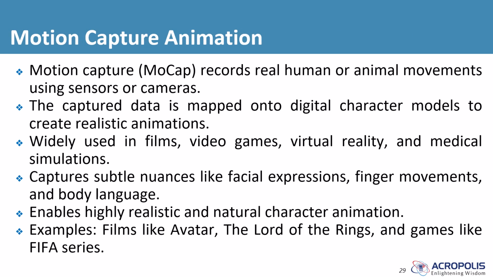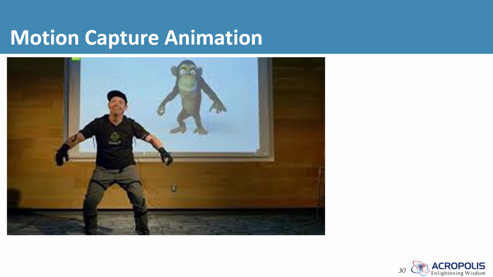Now talking about motion capture animation. Motion capture, mocap, records real human or animal movements using sensors or cameras. The captured data is mapped onto digital character models to create realistic animations. It captures subtle nuances like facial expressions, finger movements, and body language. Examples are films like Avatar, The Lord of the Rings, or games like FIFA. This is a motion capture animation.